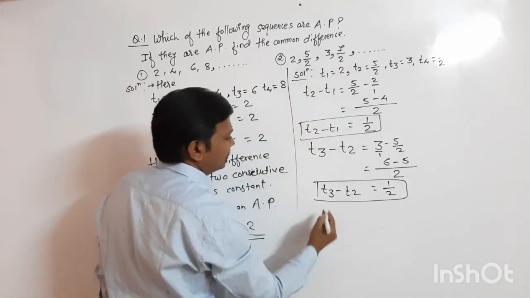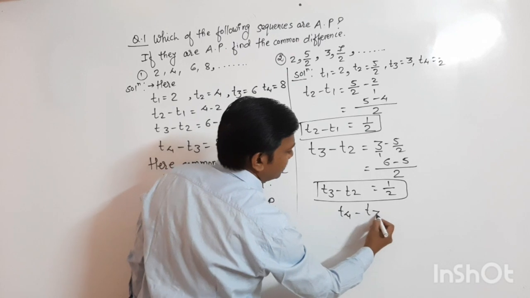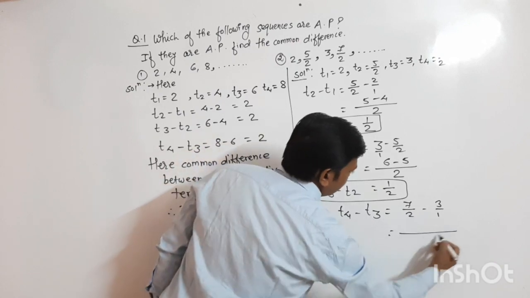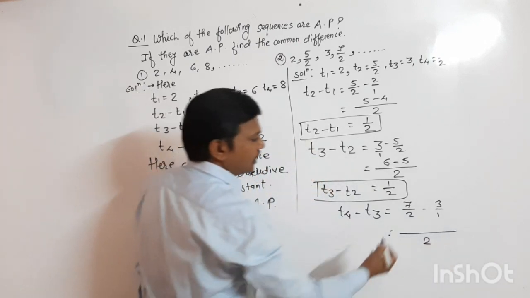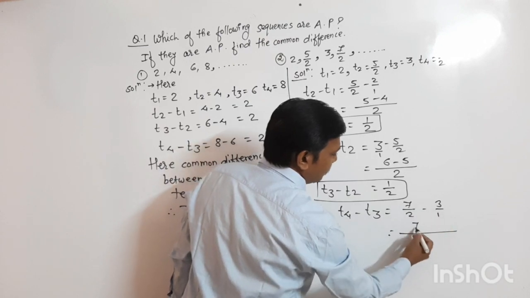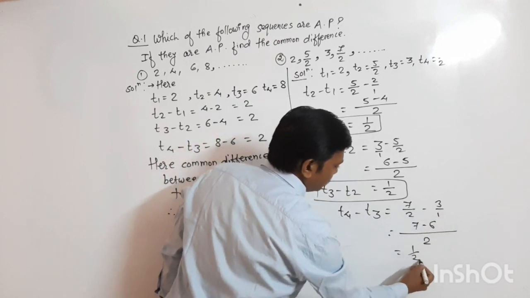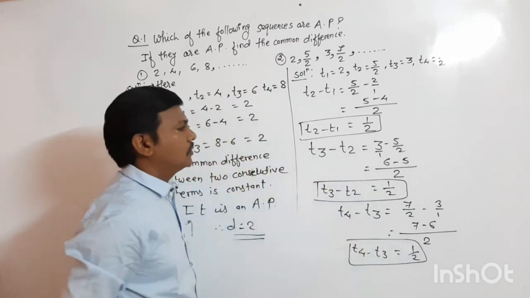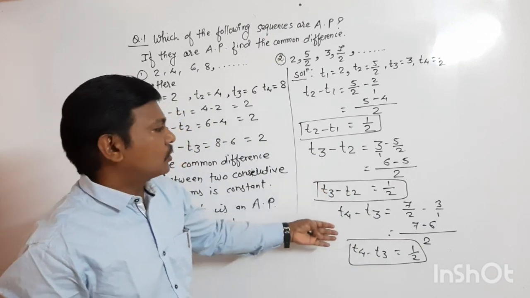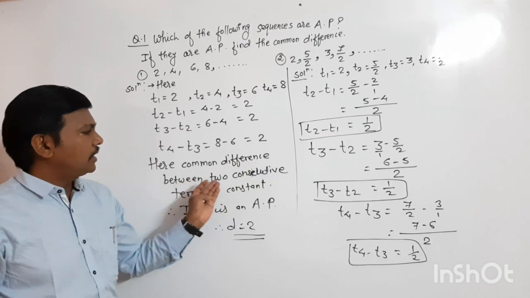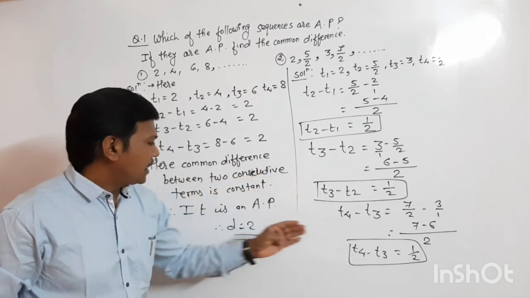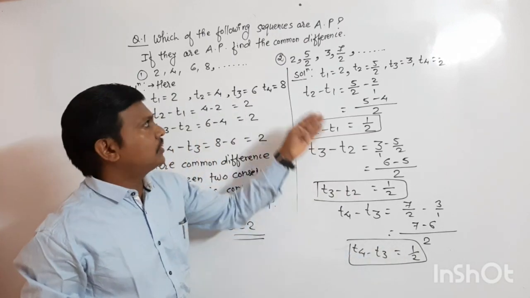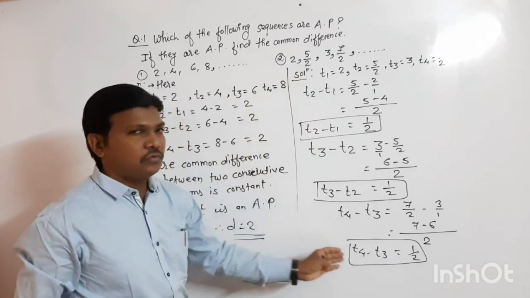Similarly, fourth term minus third term means T4 minus T3, that is 7 upon 2 minus 3 upon 1. So again when we take LCM, that is 2, and when you do cross multiplication, 7 minus 6, it is 1 upon 2. So T4 minus T3 is also 1 upon 2. So from this we can see the common difference between two consecutive terms is constant, and therefore it is an AP, and d is 1 upon 2, and first term is 2.